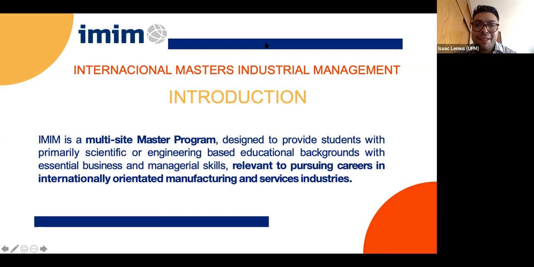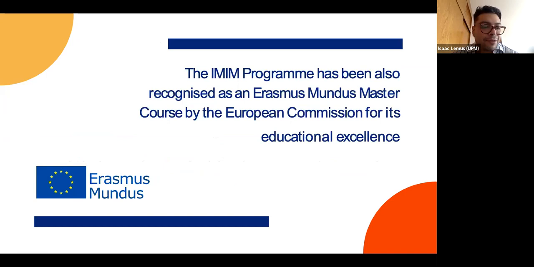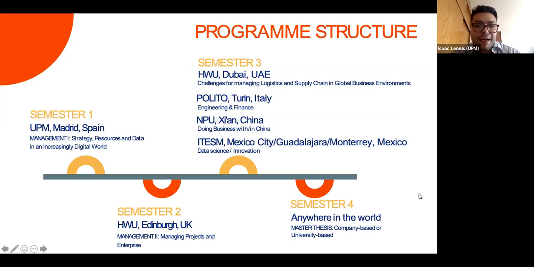For the ones who are new, the IMIM is a multi-site master program, which means that it is studied each semester in a different place. Basically, we are preparing the managers of the future. We have a very updated syllabus. We update it every year. And I'm going to talk about this in a couple of slides more. We have been recognized as an Erasmus Mundus program, which means that we have a label by the European Union because we have been granted support by the European Commission for the higher education level of this program. We have renewed our consortia. Right now we are with the first edition with this new university consortium, and we're starting the second edition in September. Currently, we have opened the admission process, in case you're interested.